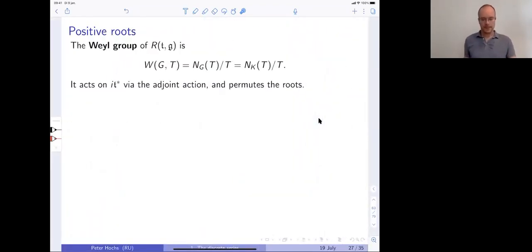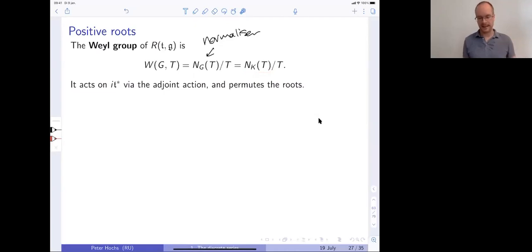Okay, now a bit more background information for the classification. The Weyl group, you can say the Weyl group of a root system, or you can say the Weyl group of the group G and this compact Cartan, is the normalizer. We'll come back to this later as well. The normalizer of the torus inside G, mod the torus, and it turns out the normalizer lies in K.